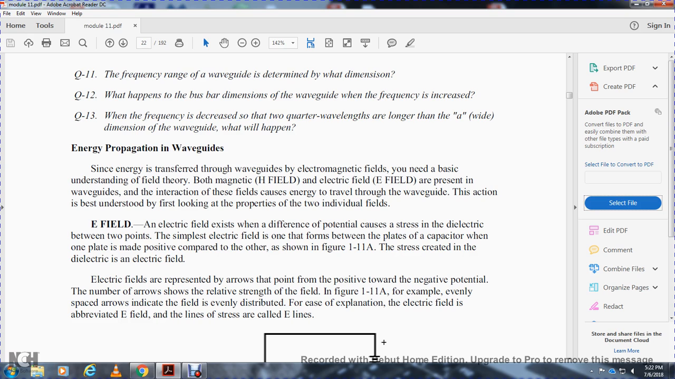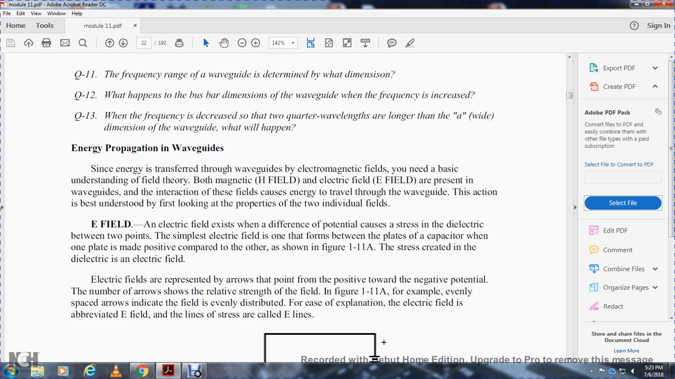The electric field exists where there is a difference of potential, which causes stress in the dielectric between two points. The simplest electric field is the one formed between the plates of a capacitor. One of the plates is made positive compared to the other, as shown in figure 111. Stress is created in the dielectric, and an electric field results. The electric field is represented by arrows pointing from positive toward negative potential. The number of arrows shows the relative strength of the field. In figure 111A, for example, evenly spaced arrows indicate that the field is evenly distributed.